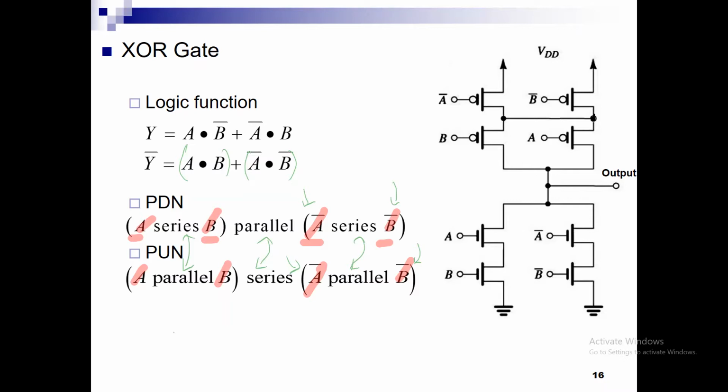If I flip the OR and the AND, so this becomes series and this becomes parallel, I don't flip the precedence. Okay.